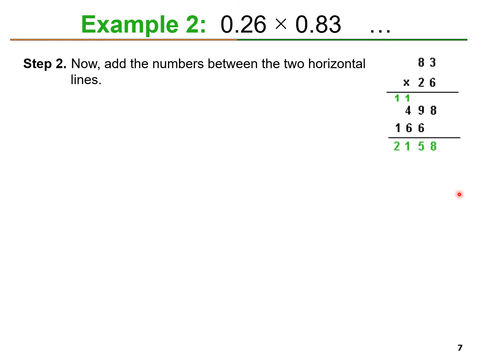Now, add the numbers between the horizontal lines. 8 plus 0 is 8. 9 plus 6 is 15. Write down the 5 and carry the 1. 6 plus 4 is 10. 10 plus 1 that we carried is 11. Write the 1 down and carry the 1. 1 plus the 1 that we just carried is equal to 2. So at this point, we're looking at 2,158.